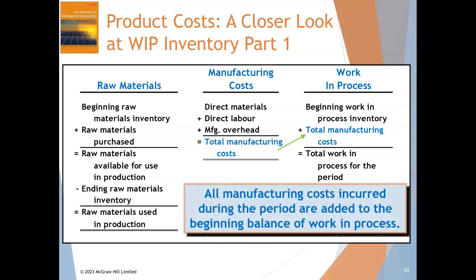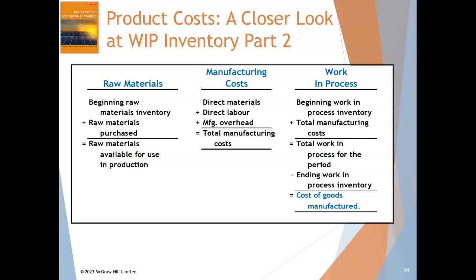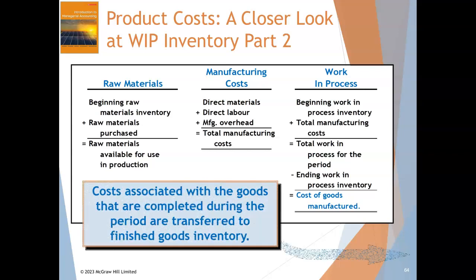Product costs, a closer look at WIP inventory, part 1. All manufacturing costs incurred during the period are added to the beginning balance of work in process. Product costs, a closer look at WIP inventory, part 2. Costs associated with the goods that are completed during the period are transferred to finished goods inventory.